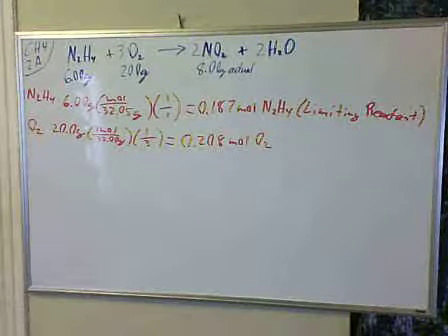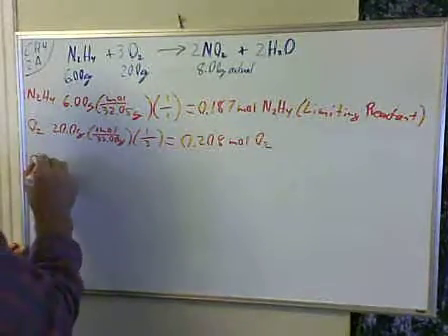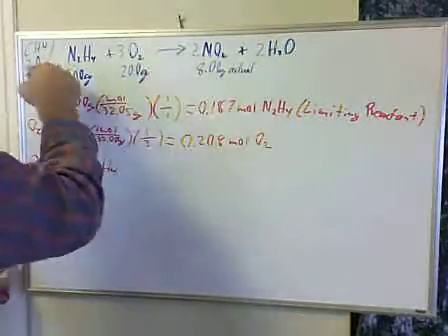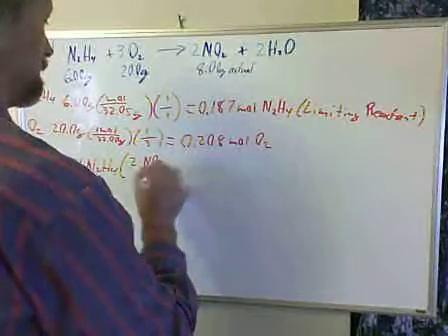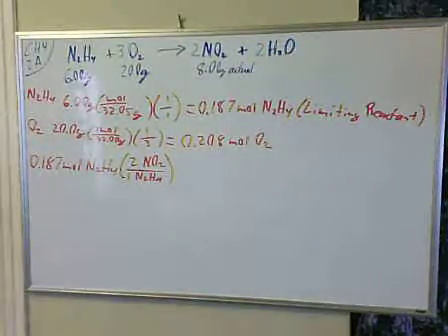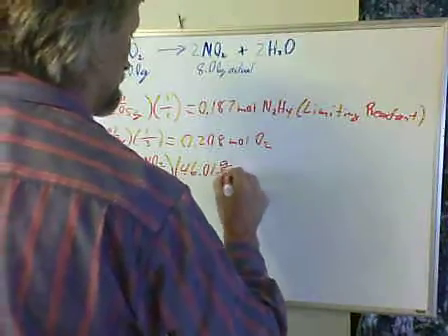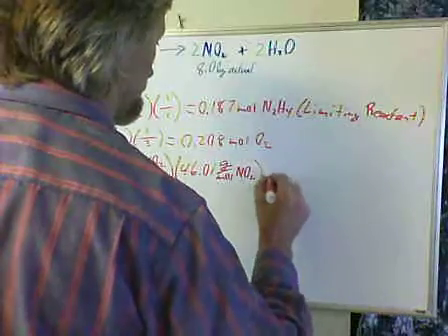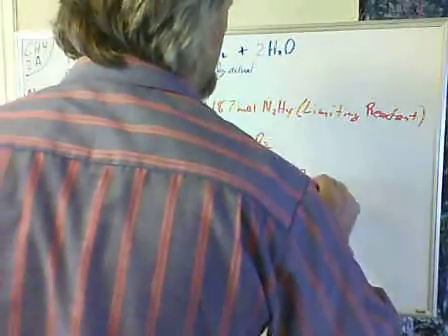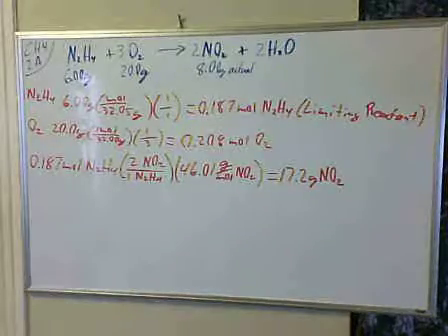So we're going to calculate how much nitrogen dioxide is formed from our 0.187 moles of N2H4. Then we multiply by the stoichiometric ratio. We want to get mass, so we're going to multiply by the molar mass. That gives us 17.2 grams of NO2. This is our theoretical yield.